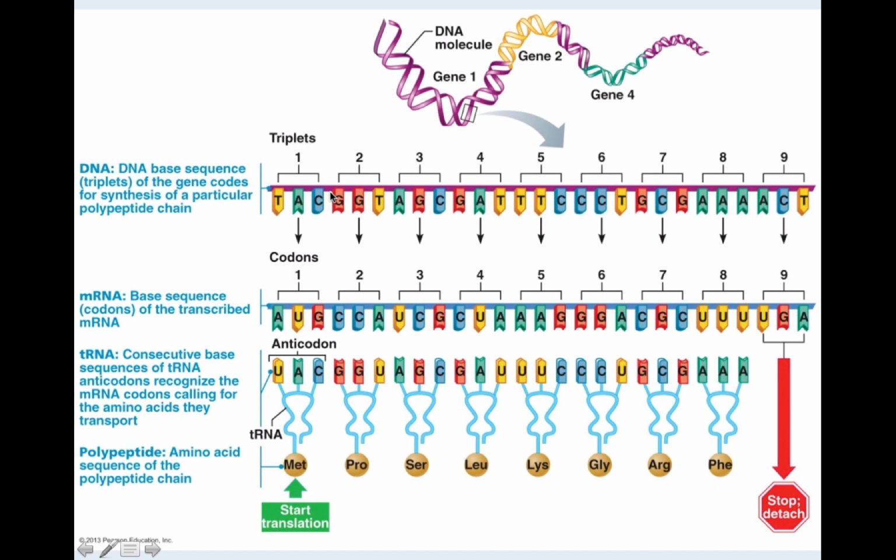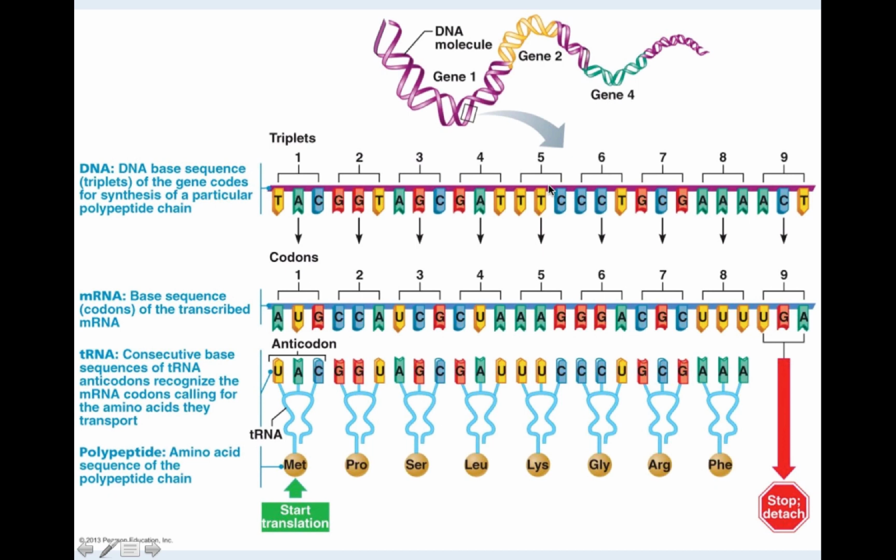All right, so the messenger RNA here that corresponds: when you've got a T here, you're going to have an A. When you've got an A there, you're going to have a U. When you've got a C there, you're going to have a G. So this is our messenger RNA. So we make our messenger RNA via complementary base pairing from the DNA.